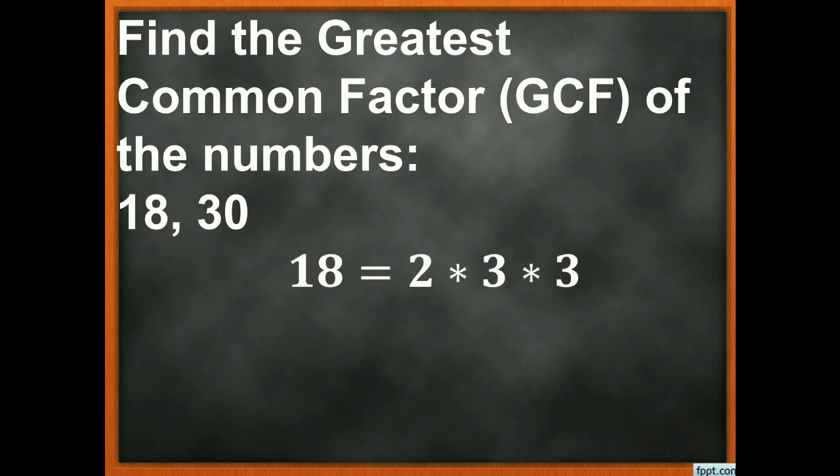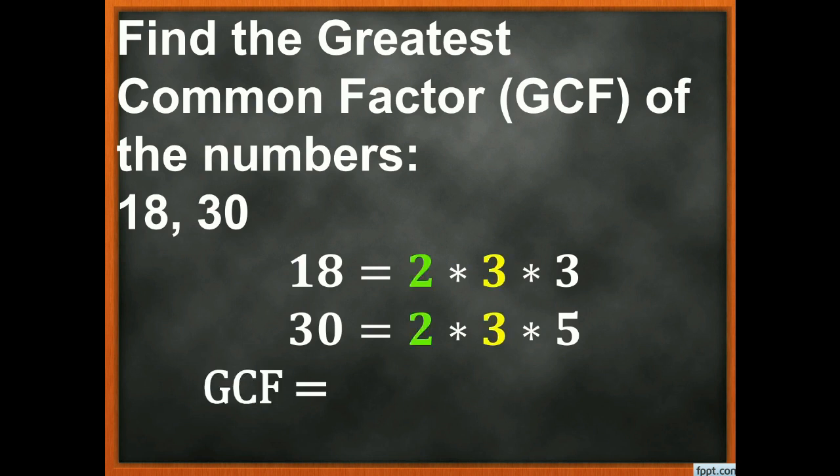Let us have those prime factors. Ang common sa mga factors ni 18 at 30 ay 2 at 3. Kukunin natin sila and then we will multiply. And that is equal to 6. Therefore, the GCF of 18 and 30 ay 6.